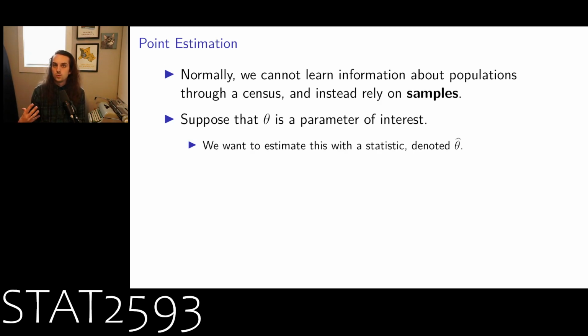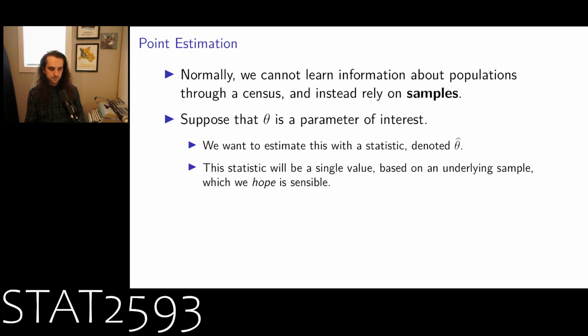Now, we're not going to be able to actually measure theta directly, so we're going to take a sample, and we want to come up with some value from that sample that's going to be a good estimate for theta, and we're going to denote that with this theta hat notation. Anytime we want to estimate some parameter, if we draw a little hat above it, that's going to represent our best attempt of using a sample to calculate what that parameter might actually be.